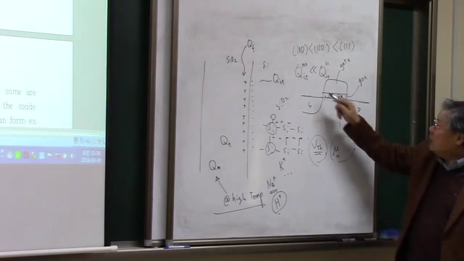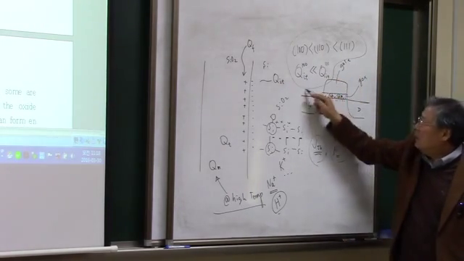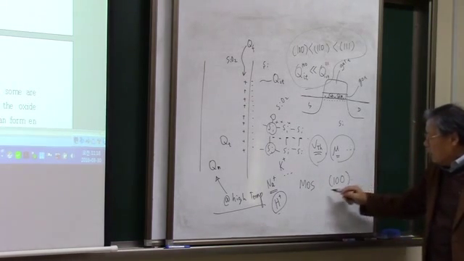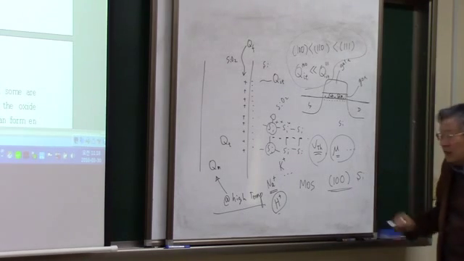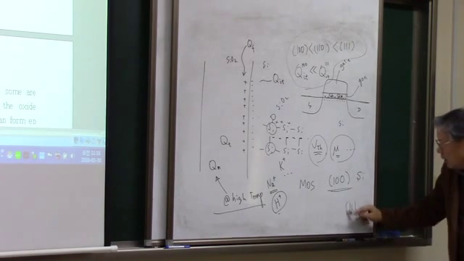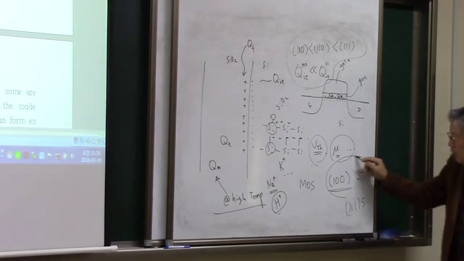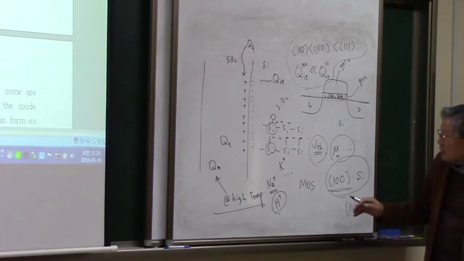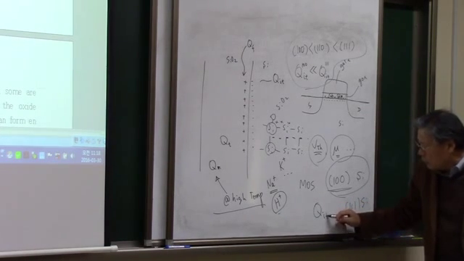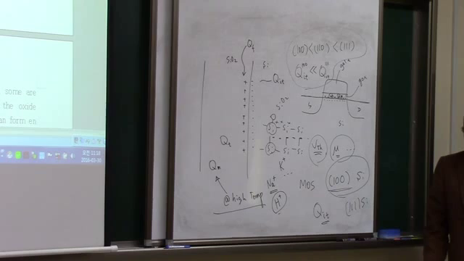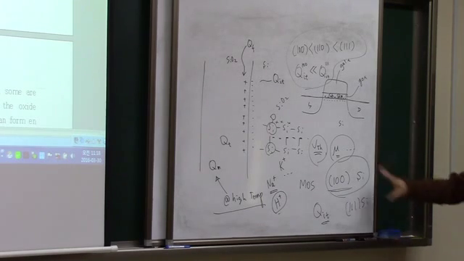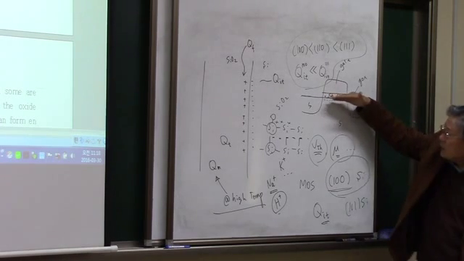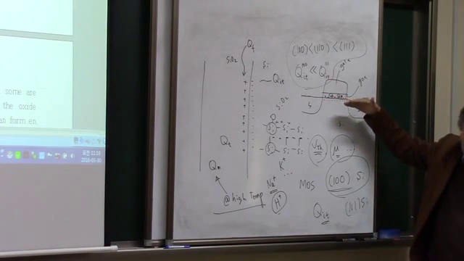Okay? And this is why in MOS transistors, the 1, 0, 0 silicon wafer is preferred over the 1, 1, 1 silicon wafer. We prefer 1, 0, 0 silicon because we have less interface trap charges in this case. Okay? That's a very important fact. But in bipolar transistors, this interface is less important.